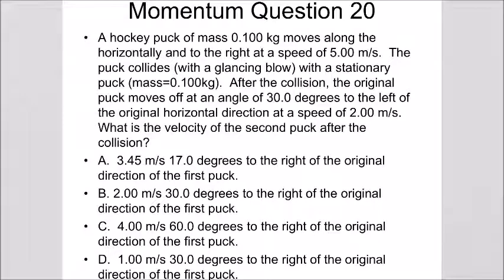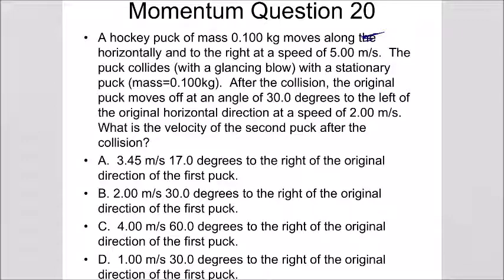This problem is a collision that occurs in more than one dimension. A hockey puck of mass 0.1 kilograms moves along horizontally and to the right at a speed of 5 meters per second. The puck collides with a glancing blow with a stationary puck, also of mass 0.1 kilograms. After the collision, the original puck moves off at an angle of 30 degrees to the left of the original horizontal direction at a speed of 2 meters per second. What is the velocity of the second puck after the collision?